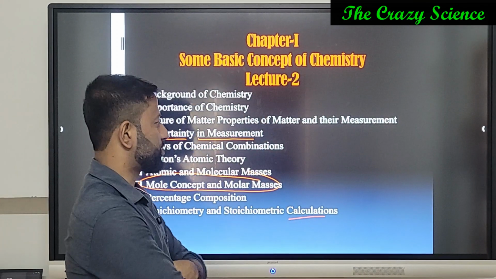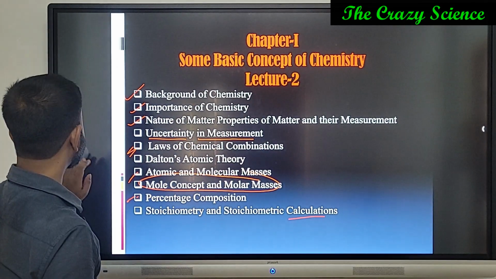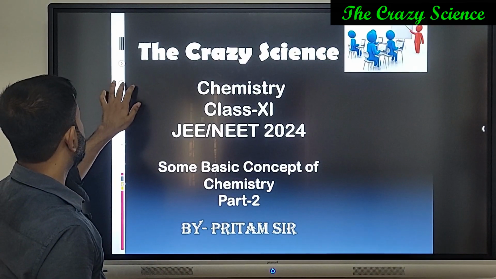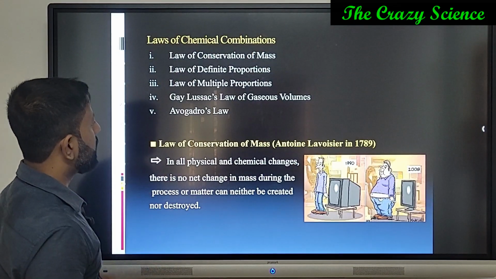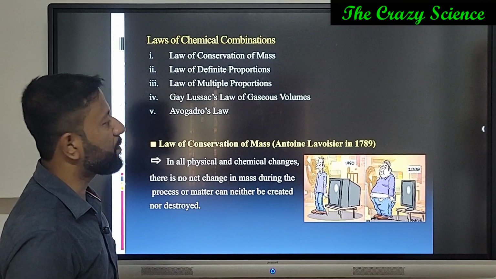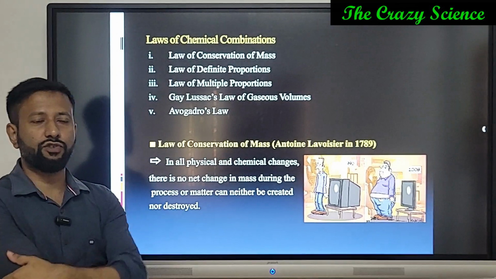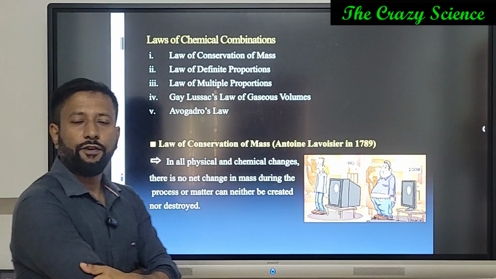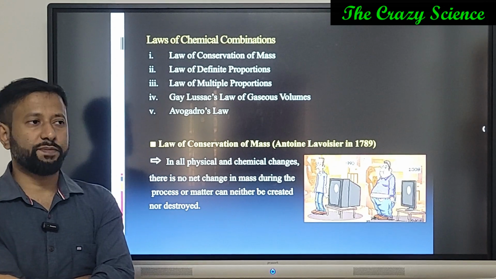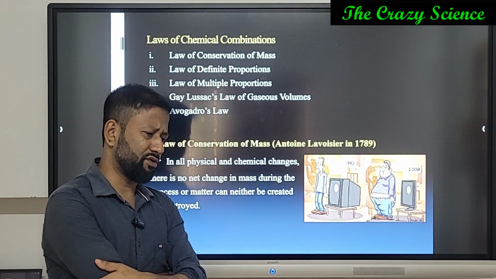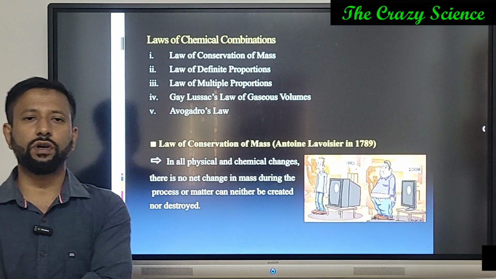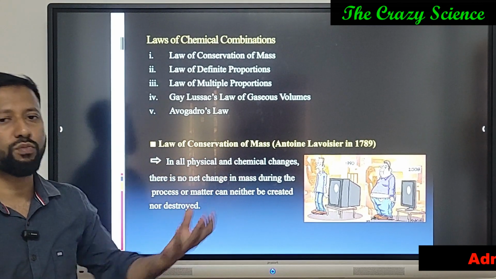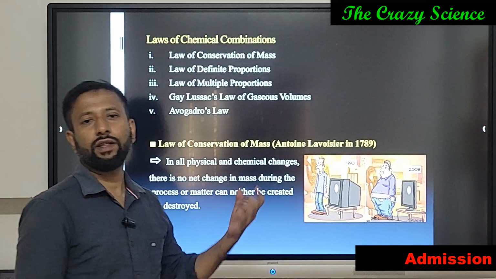Okay, so let's proceed. Now if we see our first topic, chemical combination, this chemical combination actually consists of basically 5 laws. With respect to NCERT, there are other laws also, but we are basically focusing on 5 laws. We will study 5 laws in detail. What are these laws?